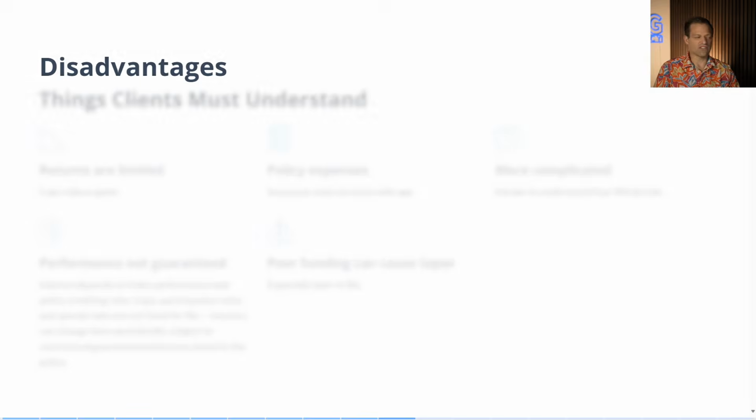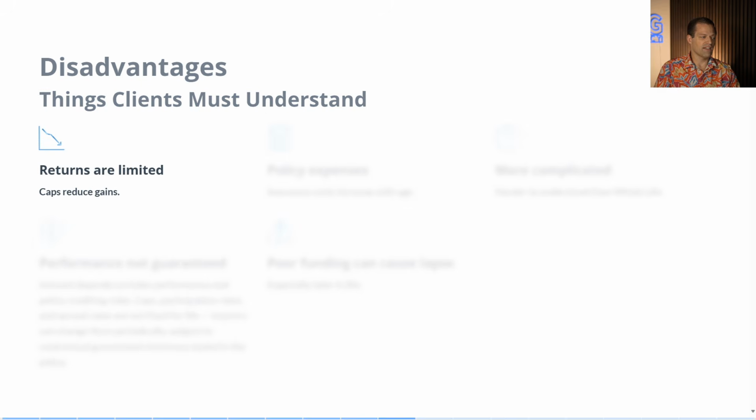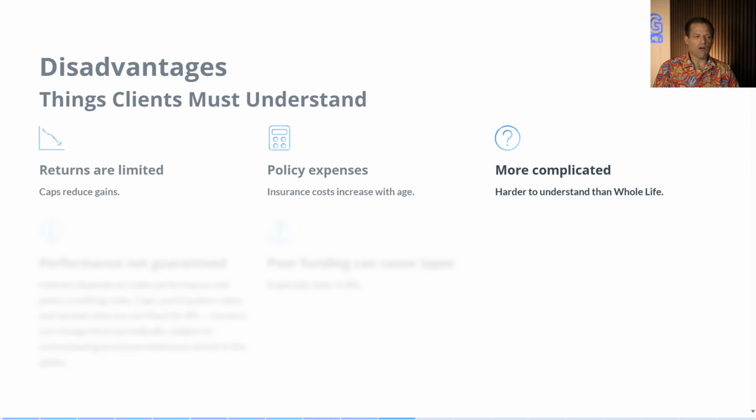Again, all things have downsides. So what are they with IULs? Returns are limited because of the caps. You can't exceed the caps. The policy expenses include insurance costs that increase with age. If it's not properly designed, you can have a lot of the problems that were talked about in the universal life section. They are more complicated, kind of harder to understand than whole life, and can kind of glaze over people's eyes if you're not really good at simplifying the complex.